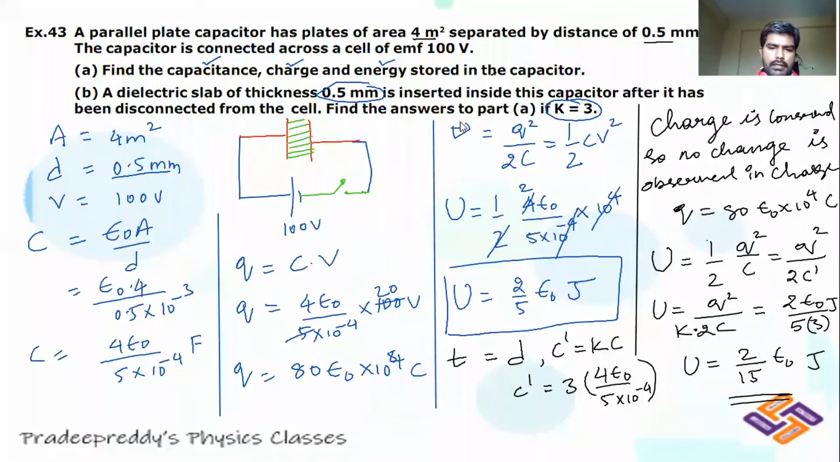I'm sorry, here I have made one small mistake. This 10 power minus 4 and 10 power 4 I have cancelled, but it does not happen. It is 10 power minus 4 and 10 power 4, which becomes 10 power 8. I'm sorry. It is 10 power 8 joule. So here it will be epsilon naught into 10 power 8 joule. Please correct that.